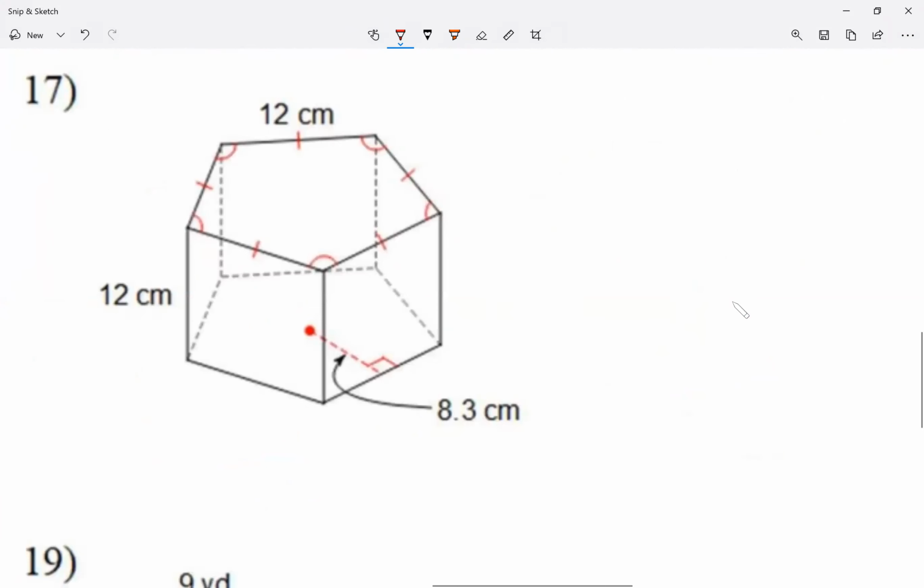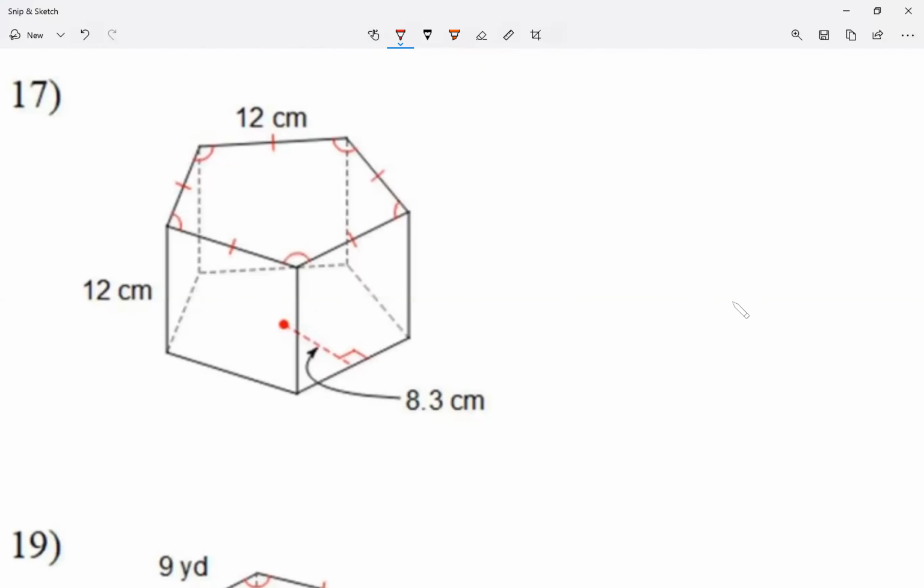Let's take a look at number 17. Let's try to see if we can find a shape that is not a rectangle. I do find it. It's a pentagon. You guys can see a pentagon on the top. Interesting. See this right here. Each side of my pentagon is 12.